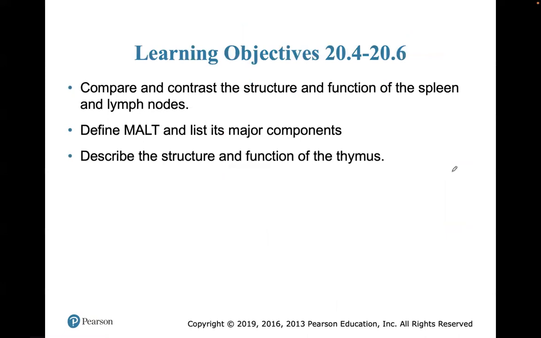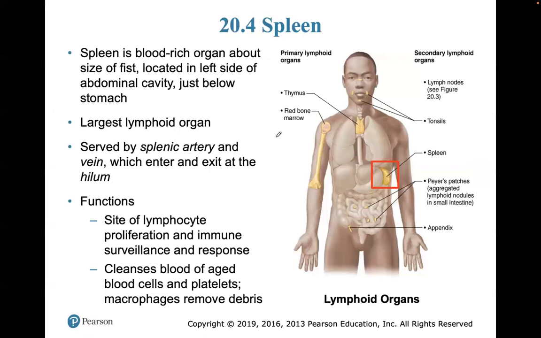Now we have already spoken about lymph nodes. We'll talk about spleen, malt, and thymus. So spleen is a blood-rich organ located on the left-hand side of the abdominal cavity, just below the stomach. This is the largest lymphoid organ. This is served by a splenic artery, which enters and exits at the hilum.